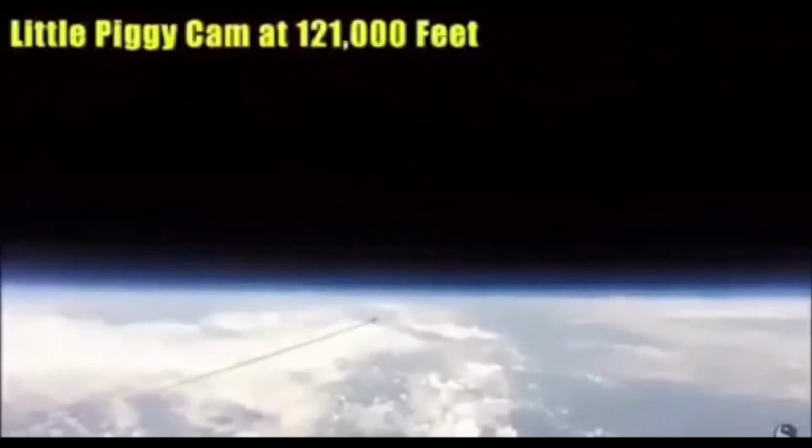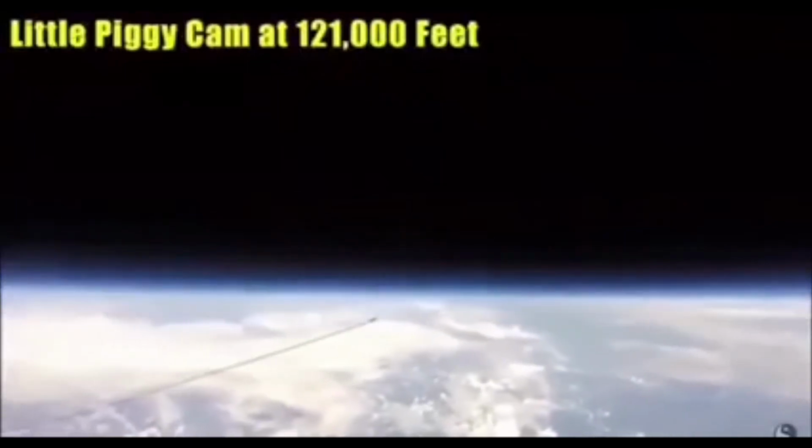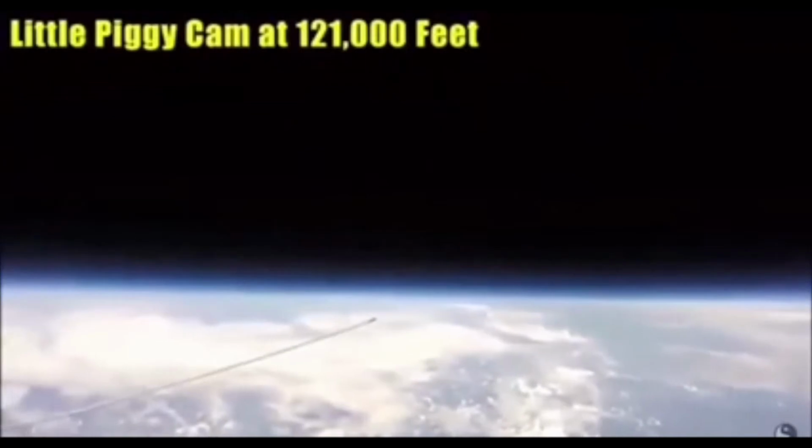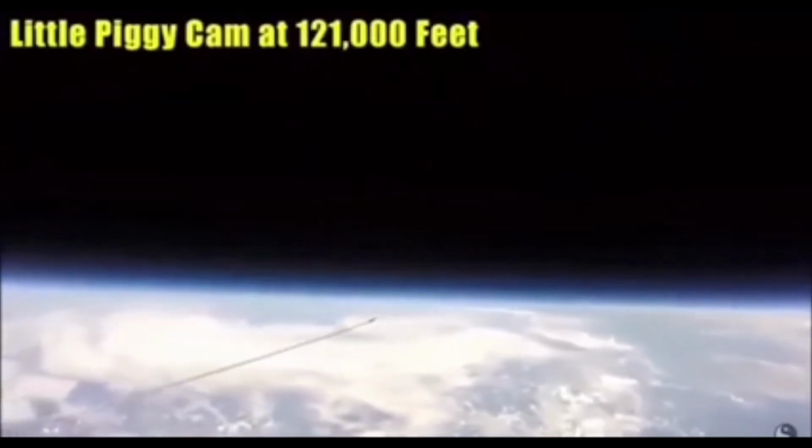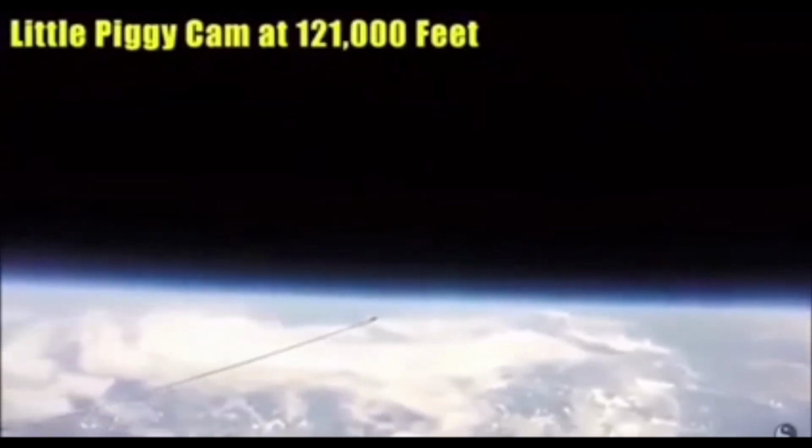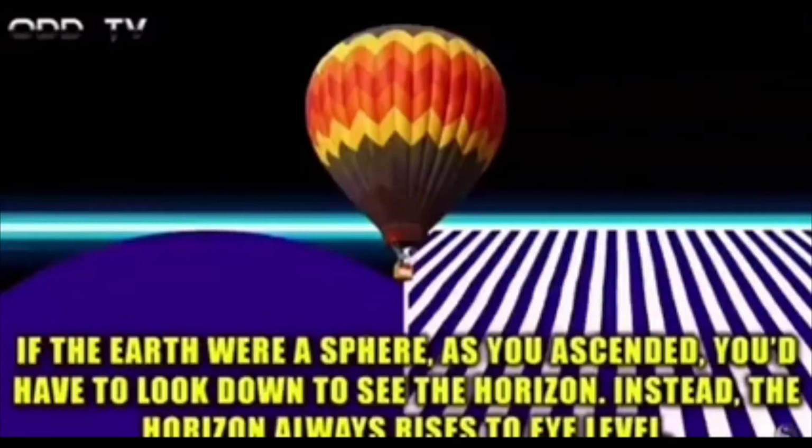Another way we know that curvature doesn't exist is because of amateur balloons. This one reached a height of 121,000 feet, and you'll notice that the horizon is at eye level. This is inconsistent with a sphere, as you would have to look down to see the horizon as you ascended.